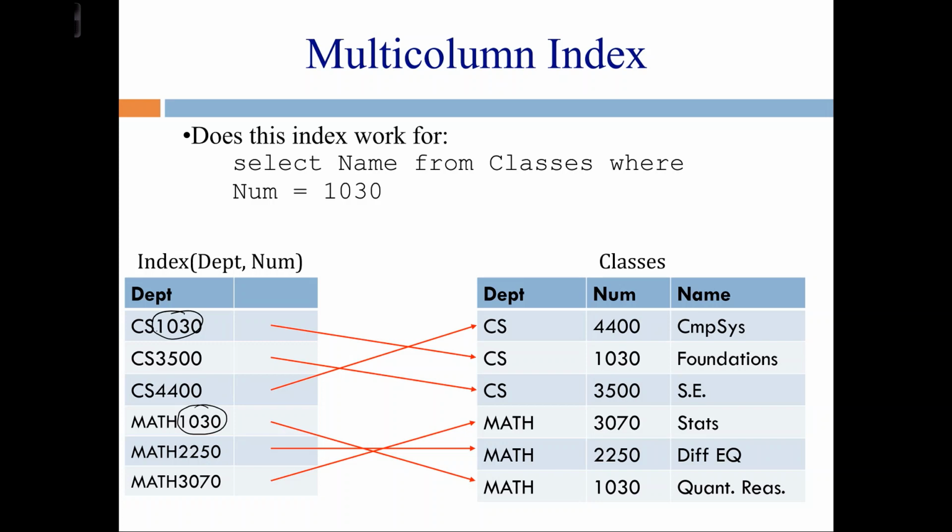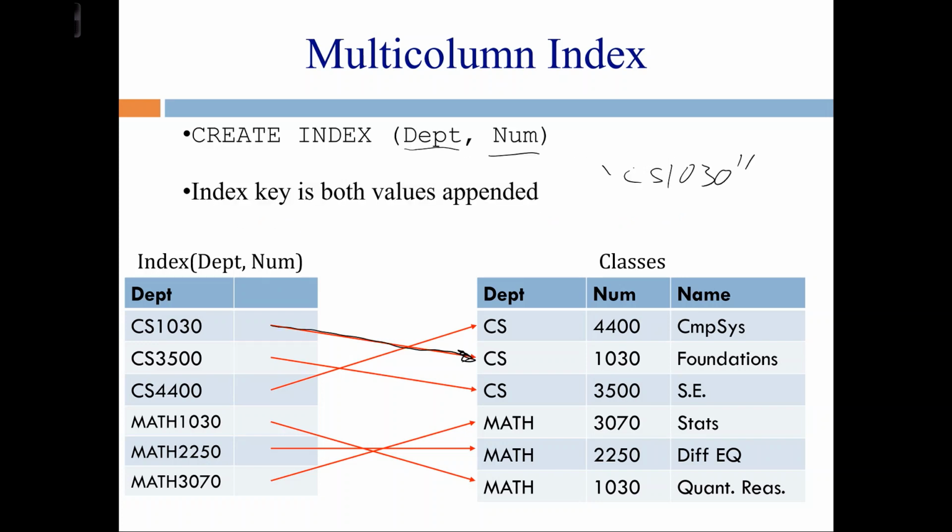So this key lets us search for department, since department is first in the index. It lets us search for department and num, but it does not let us search just by num. So there is a difference between this index with department comma num versus if I made the index with num comma department. That index would let me search by num. It would let me search by num and department, but it would not let me search by department. So the order of the columns in a compound index is very important.